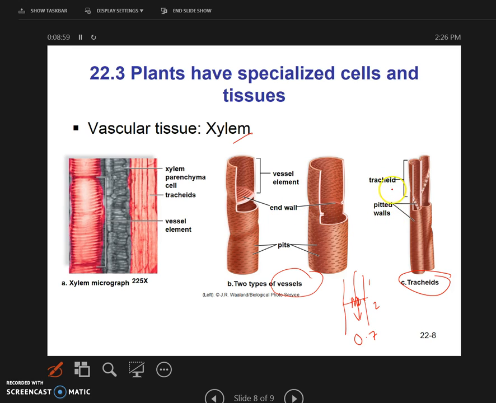The tracheids are much narrower, and their ends are tapered and overlapping. So their ends are overlapping. Of course, they are continuous. Their end walls are continuous, and also they will have openings called pits, which will allow passage of water in and out of the vessels and the tracheids. Okay? Just like vessels, their walls are also thickened with cellulose as well as lignin.